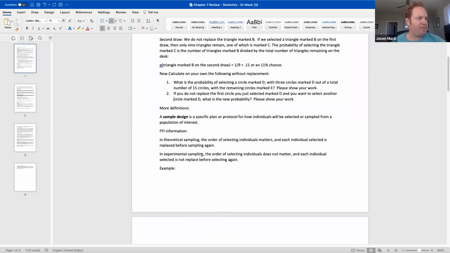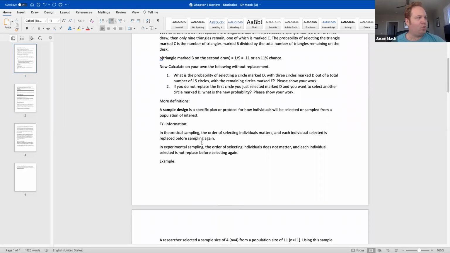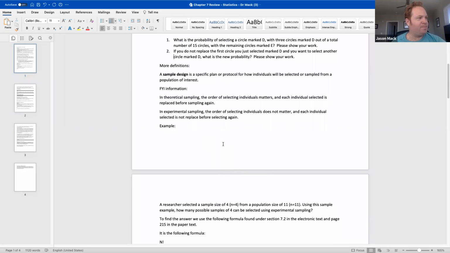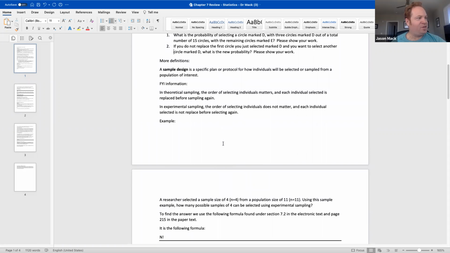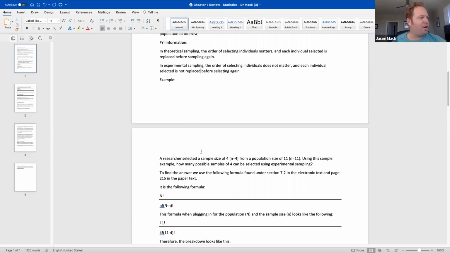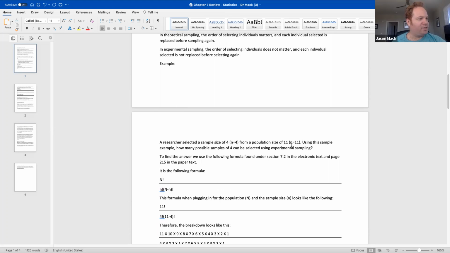More definitions. A sample design is a specific plan or protocol for how individuals will be selected or sampled from a population of interest. FYI information. In theoretical sampling, the order of selecting individuals matters, and each individual selected is replaced before sampling again. In experimental sampling, the order of selecting individuals does not matter, and each individual selected is not replaced before selecting again. Example, a researcher selected a sample of 4, n equals 4, from a population size of 11.